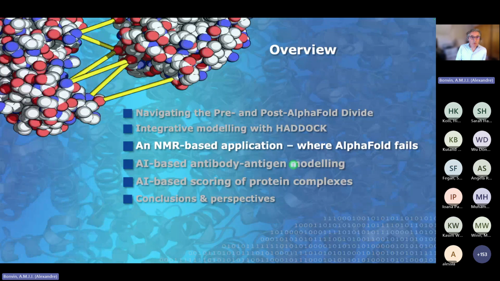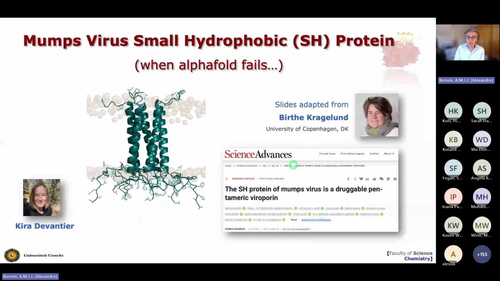So what can you do with all of that? Let me start with a recent work, which is an NMR-based application. And this is work which was done in collaboration with Beate Kragelund. She's at the University of Copenhagen, and she's the champion of looking at disordered systems and disordered proteins. And our PhD student Kira came to Utrecht to do some modeling because they were running into problems studying this system. So we're looking at the SH protein from a mumps virus, and you already see a model that came out of this.